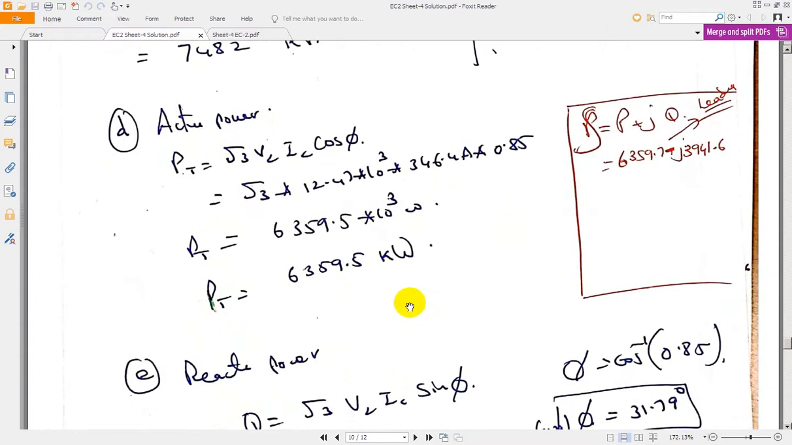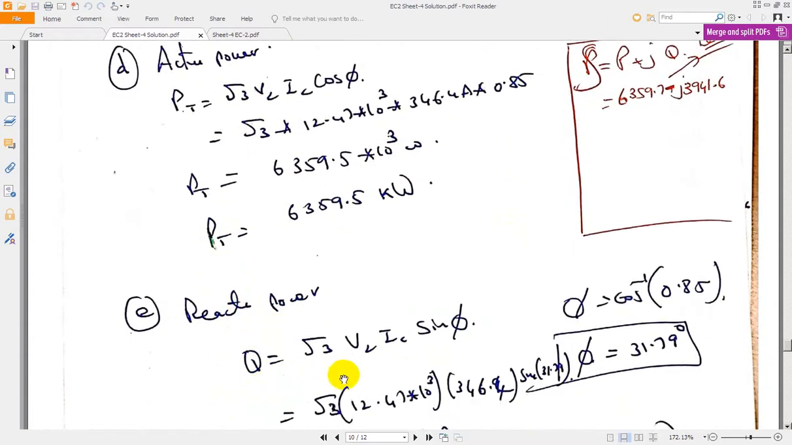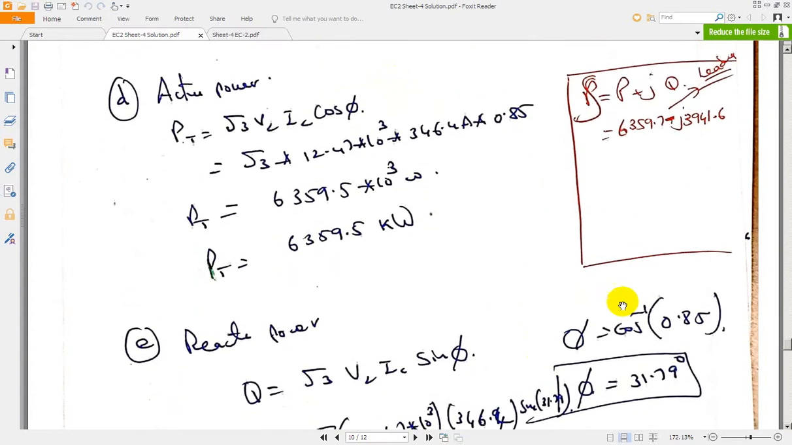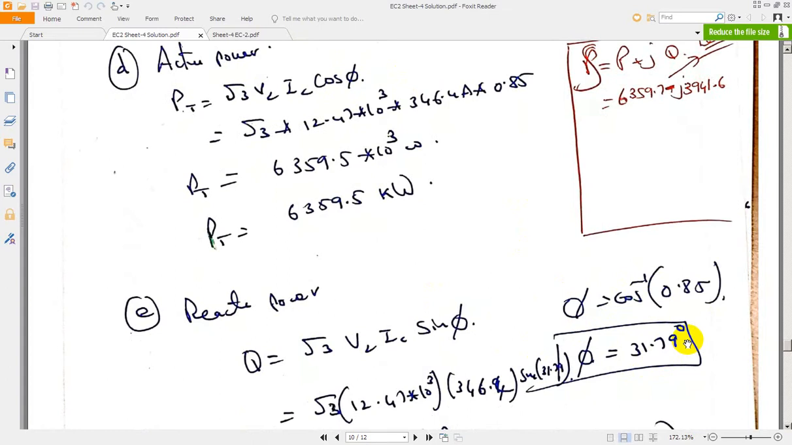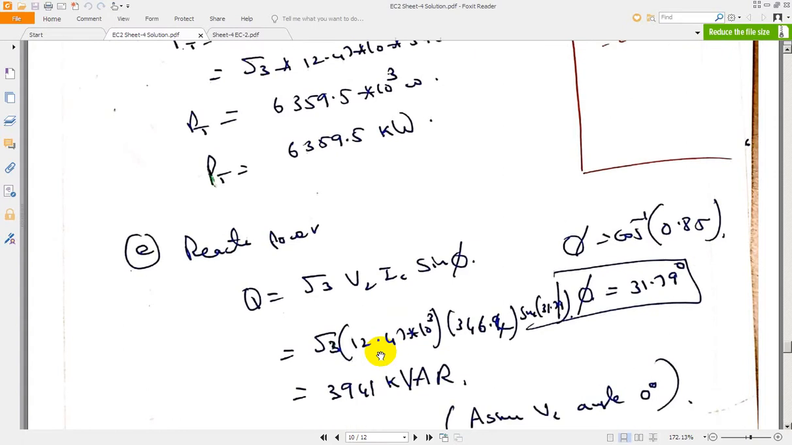Coming to the reactive power, Q is equal to √3 VL IL sin φ. Just in place of cos φ we need to substitute sin φ. How to calculate sin φ? From this information we know cos φ is equal to 0.85, so φ is equal to cos inverse of 0.85. You will get 31.79 degrees. In place of φ, substitute 31.79 and you will get 3941 kVAr.